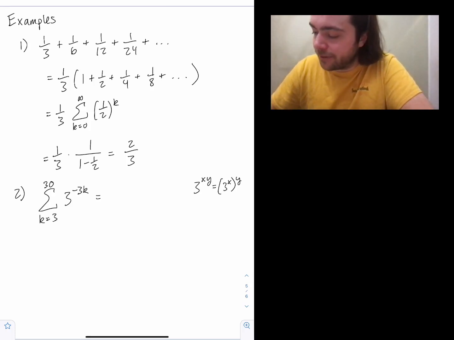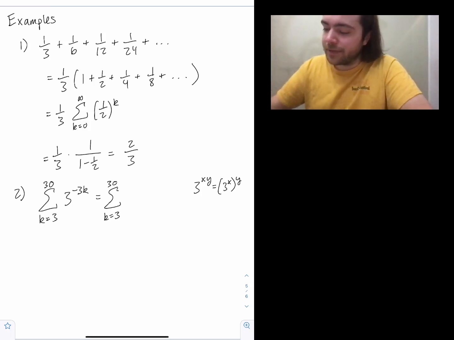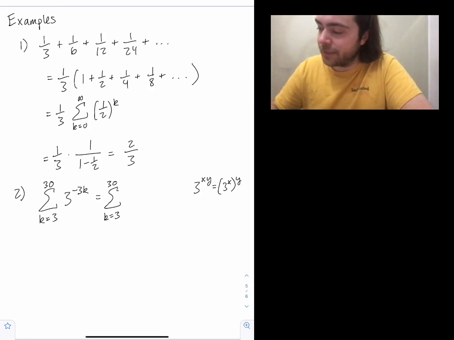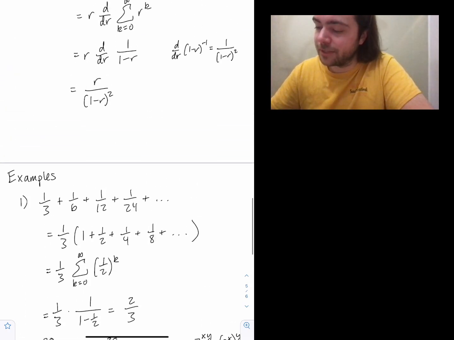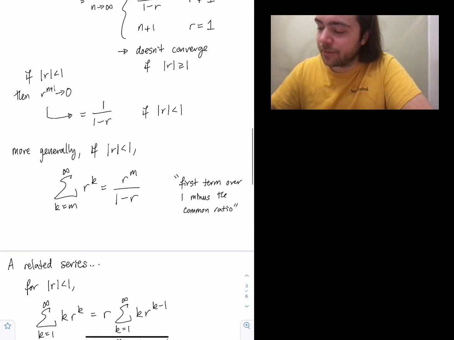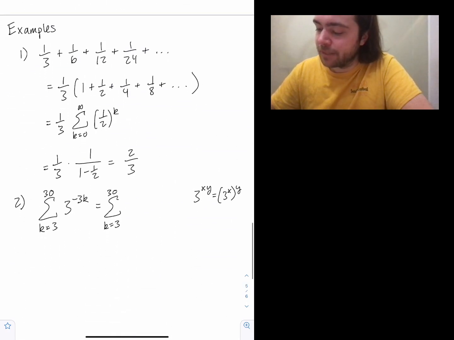So what do we have here? This is going to be the sum when k equals 3 all the way up to 30 of what? I'm going to take k outside, because in the geometric series we just want our k to be alone there. So I want to figure out what my r is. I take k outside, and what am I left with? I'm left with 3 to the negative 3. So we're going to have 3 to the negative 3 to the k.